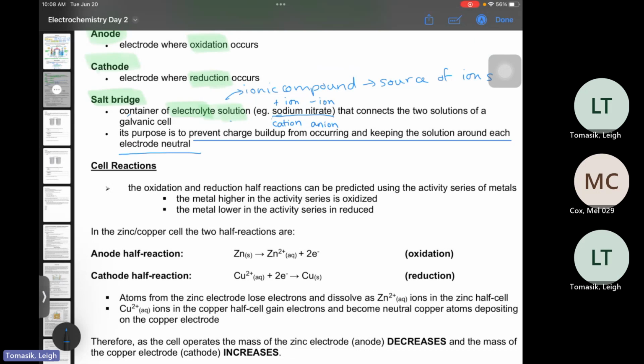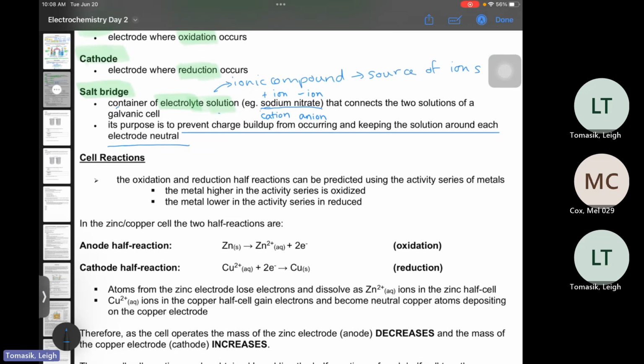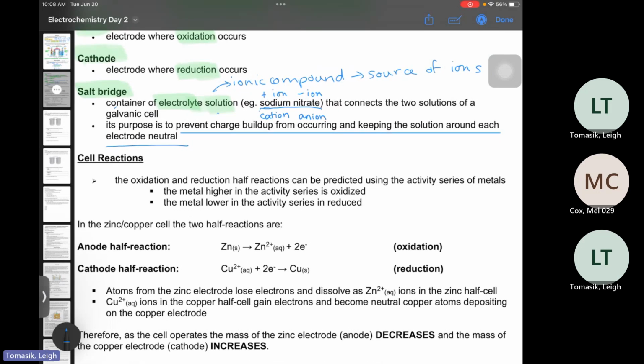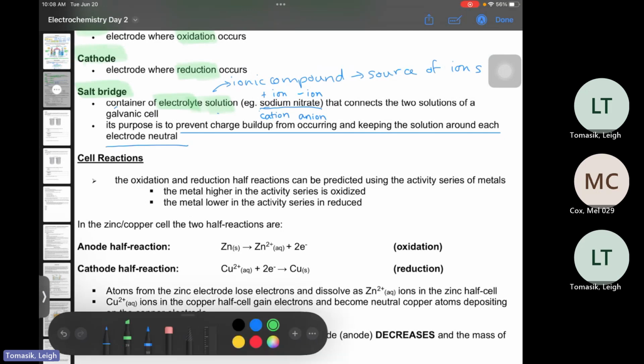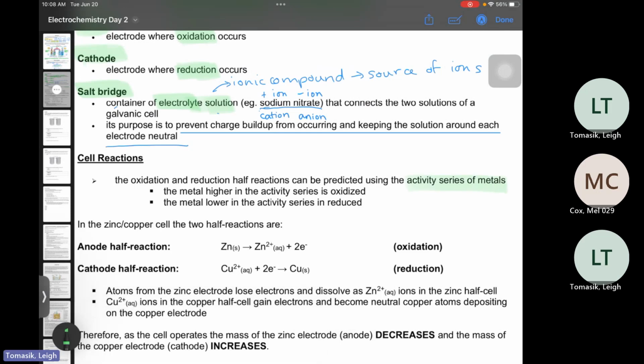Cell reactions. Okay. So it says the oxidation and reduction half reactions can be predicted using the activity series of metals. The activity series of metals is that sort of chart that I showed you. The metal higher in the activity series is oxidized and the lower is reduced.